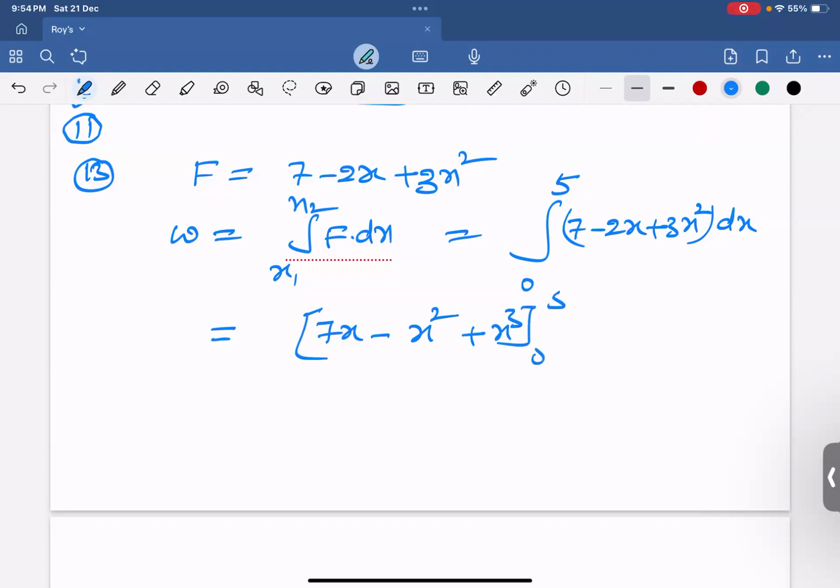If you put 0, everything becomes 0, so only I will put 5. So this is 7 into 5, 35. 5 square is 25, and 5 cube is 125. So 35 minus 25 is 10, so the answer is 10 plus 125, that is 135.